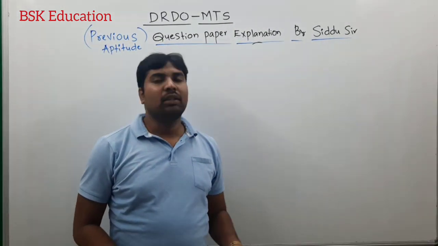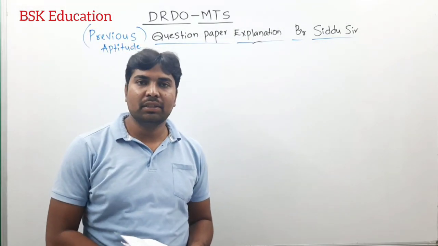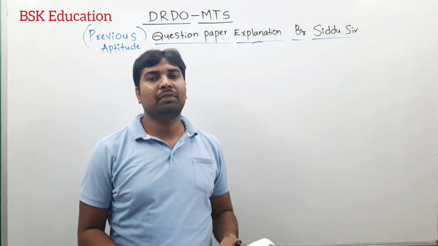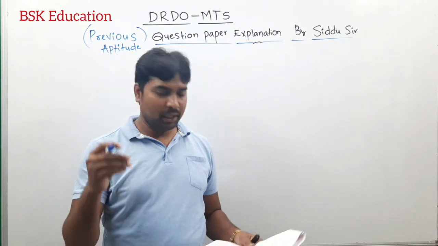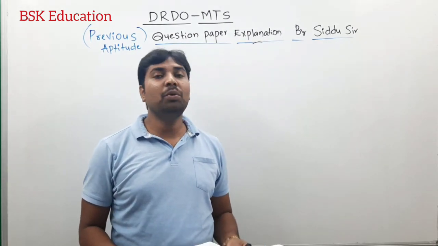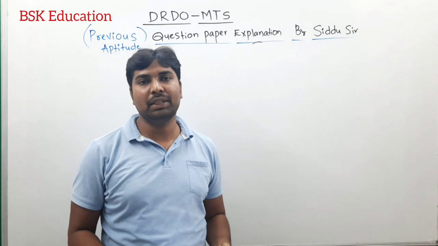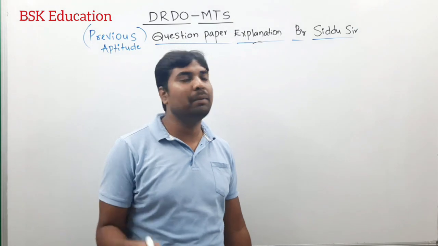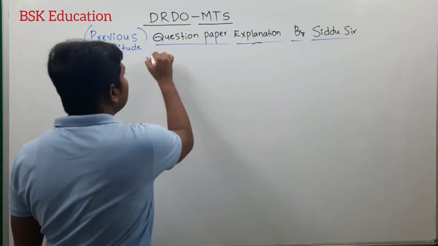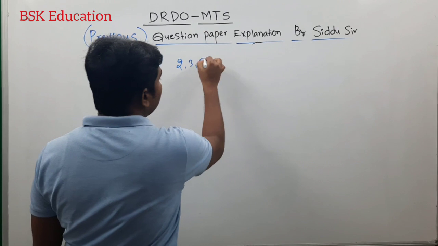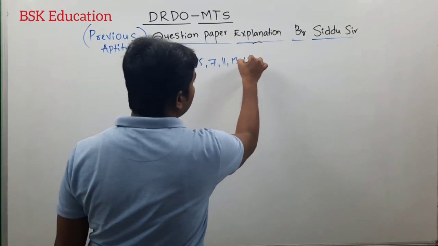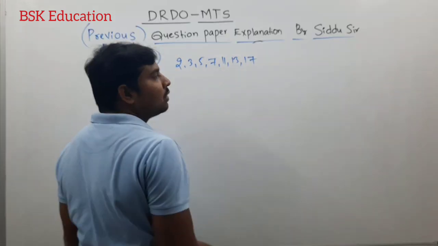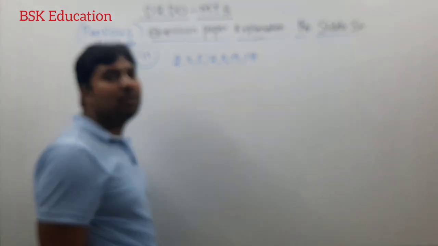Okay guys, the 13th question is also based on averages. What is the average of first 7 prime numbers? In the bracket they have given correct to 2 decimal places. What are the first 7 prime numbers? Take the first 7 prime numbers: 2, 3, 5, 7, 11, 13, 17. So these are 7 numbers in total. We have to take the first 7 prime numbers.